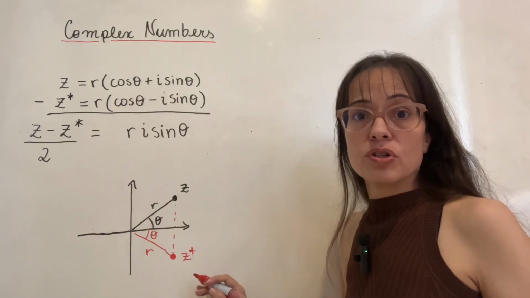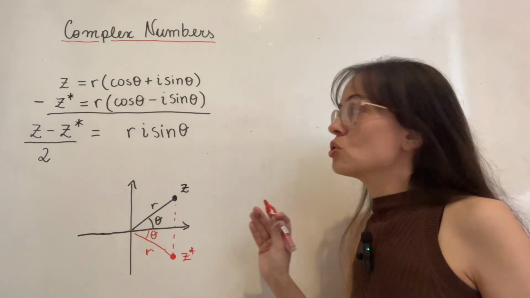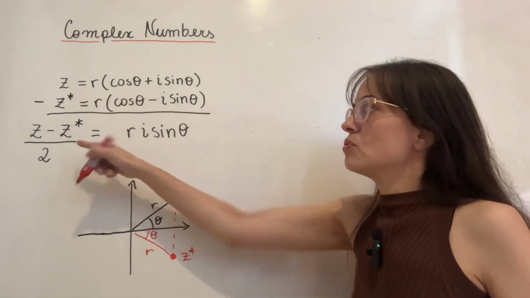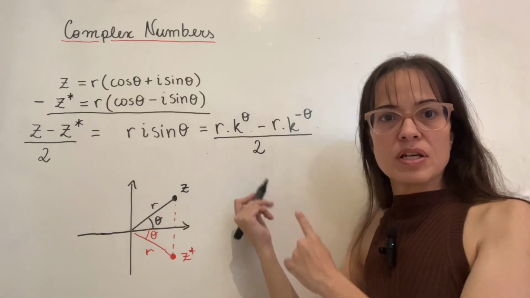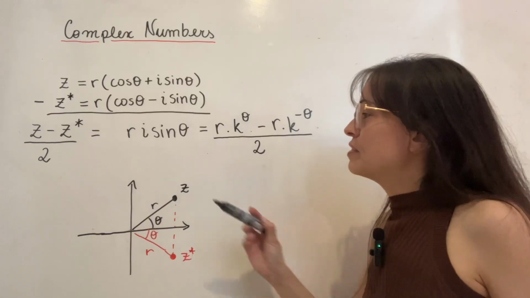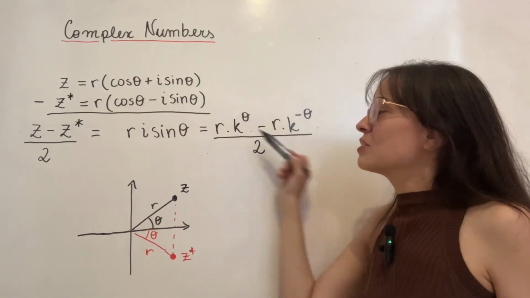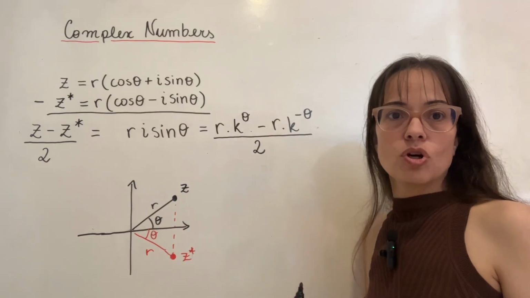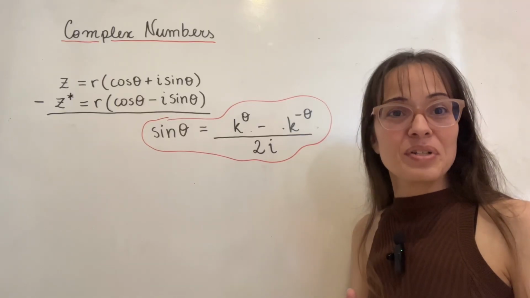And once again, the conjugate has the same radius. It's the same angle, but with a negative sign. So I'm going to substitute these things into that expression. And at this point in the other one, what I did was divide both sides of this equation by r. But this time I want to divide it by ri. So the r's are going to cancel out, but there's going to be an i in the denominator here. So this is an interesting expression for the sine of an angle theta.